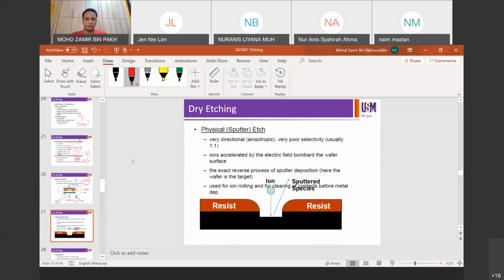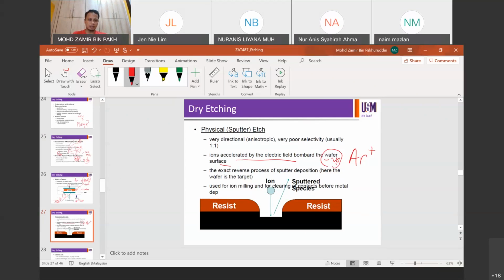Right, physical sputter etch, very directional, very poor selectivity. Ions accelerated by electric field bombard the wafer surface. Ni macam saya cakap tadi, argon ions, for example. So wafer surface in this case is negatively charged due to the plate connected to the wafer. So the exact reverse process of sputter deposition is here the wafer is the target, right? Here the wafer is the target. Kalau you sputter macam Izian and Fazira tu, you sputter silicon nitride, right? You sputter silicon nitride.